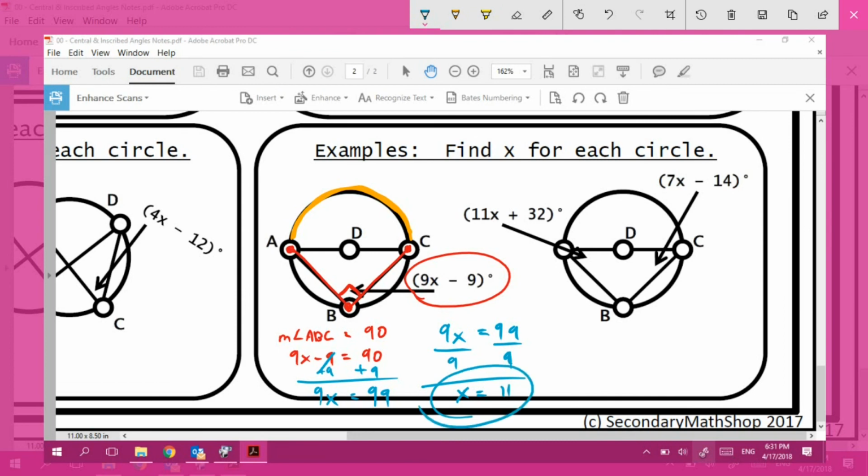Now you guys try this question on the right. Remember, the two acute angles that are left over are complementary. They add up to 90. So use that information to solve that question.